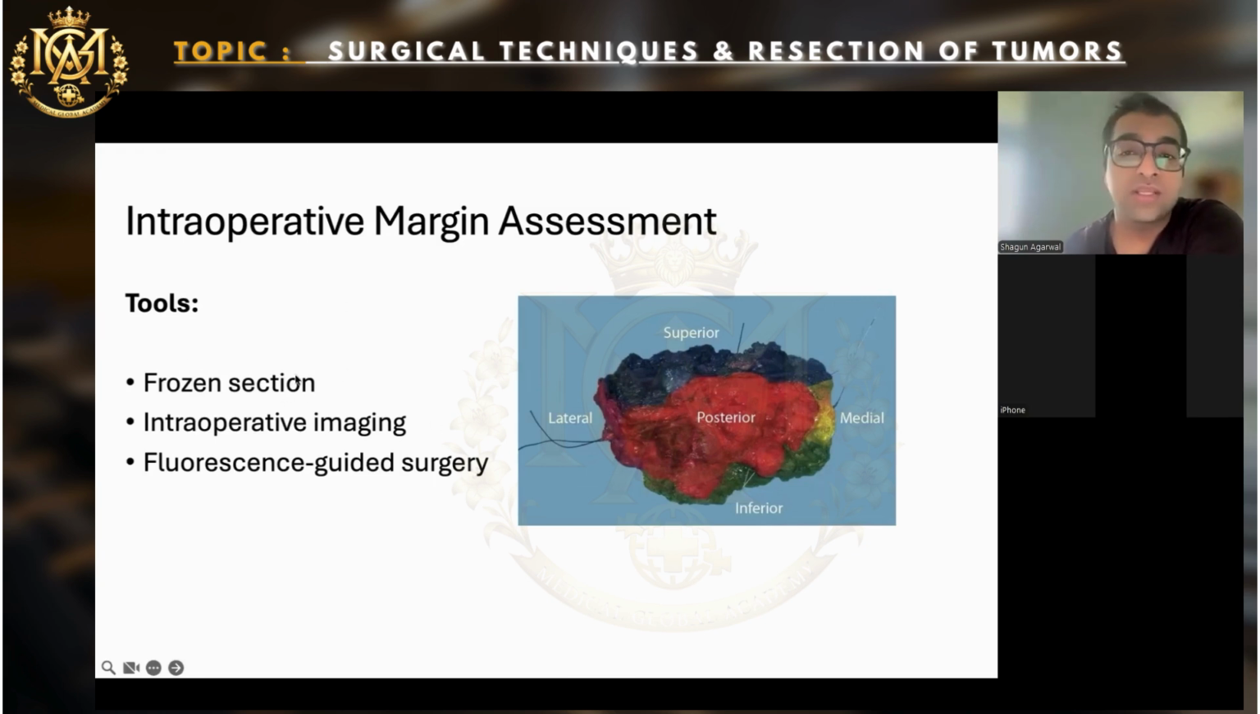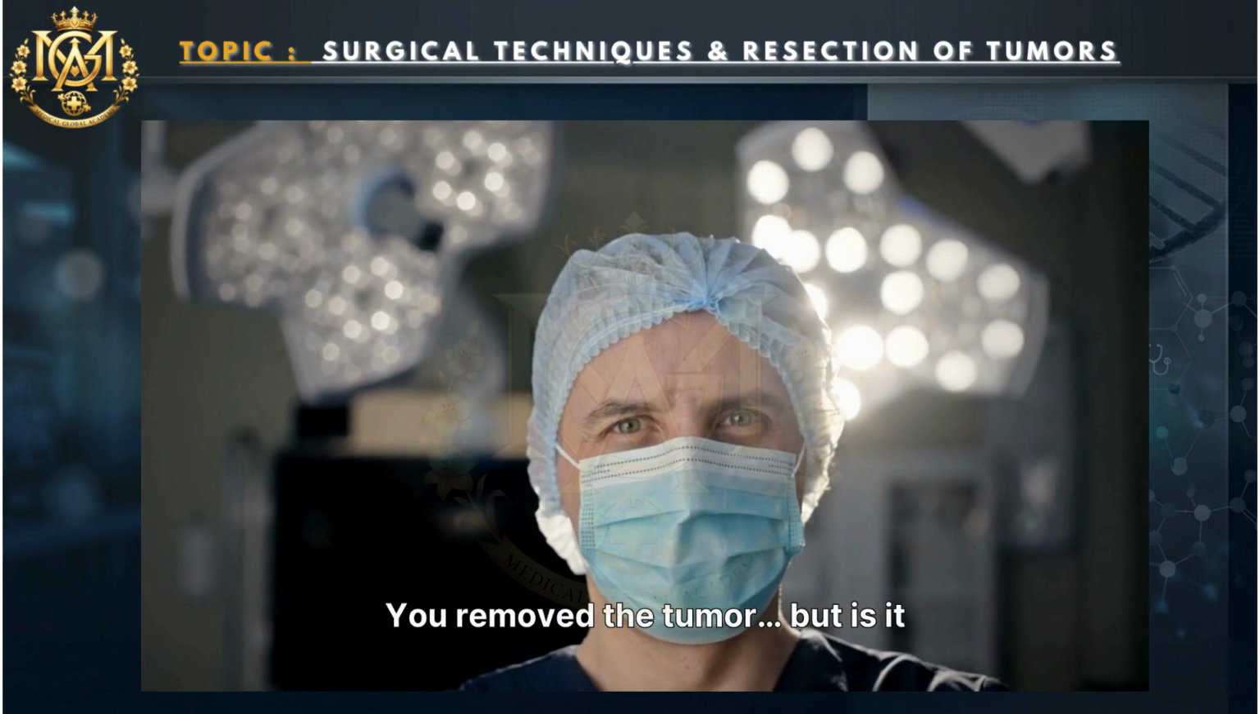Pathologists are very expensive to hire, unlike in our part of the world, in India and all the South Asian countries, where they are very cheap. So yes, frozen section is something that can be done in India, so you must utilize that. Intraoperative imaging is something that we do in the UK, where we have our Faxitron machine, the specimen X-ray inside our theaters. You remove the tumor, but is it truly gone?